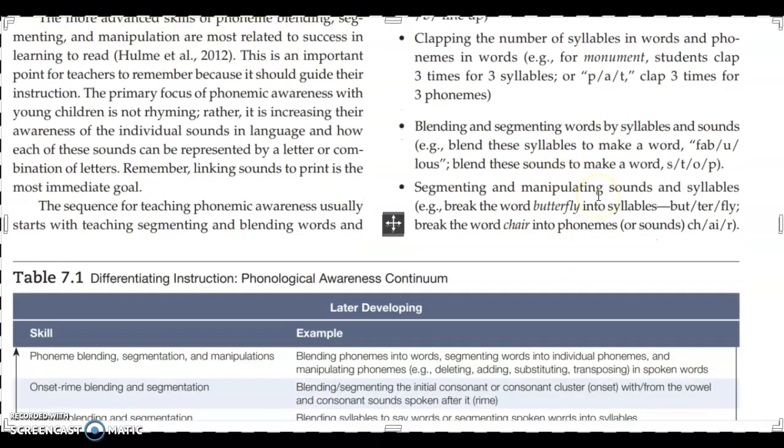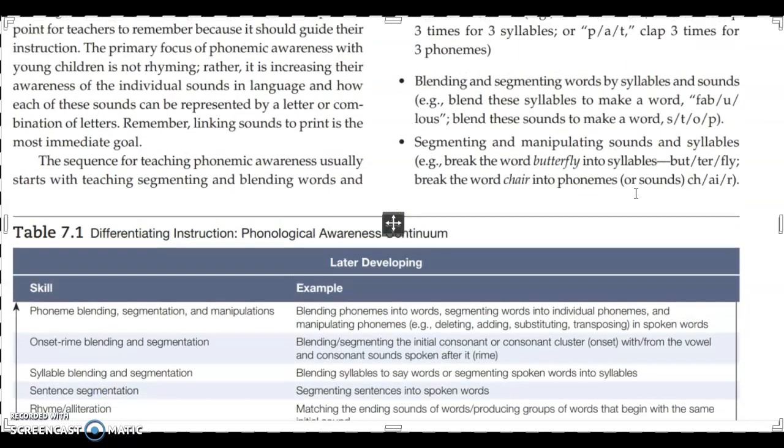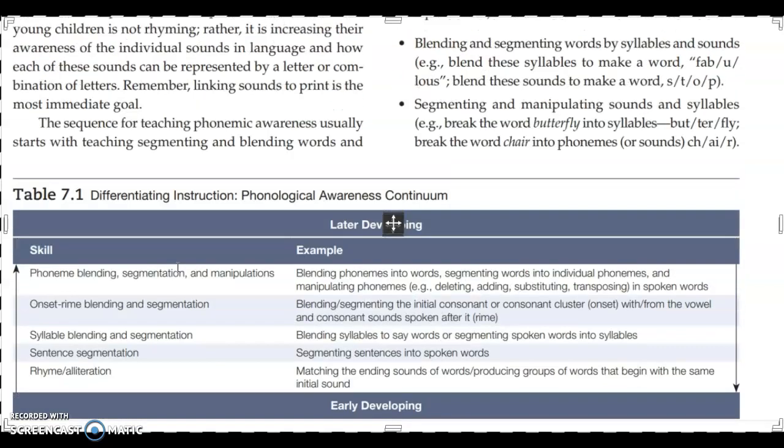Blending and segmenting words, and then segmenting and manipulating sounds and syllables. So this is really what I wanted to show you: Table 7.1, again on page 182. I really liked this because they give you some examples of phoneme blending, segmentation, and manipulation. Onset-rime blending and segmentation, syllable blending and segmentation, sentence segmentation, and rhyme and alliteration. So this has some really good examples over here.